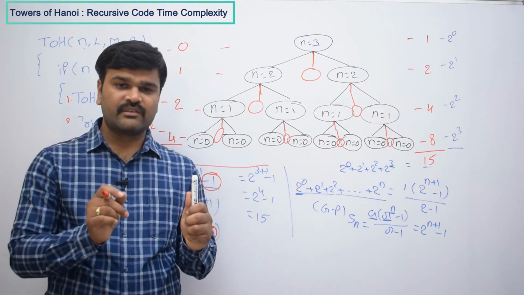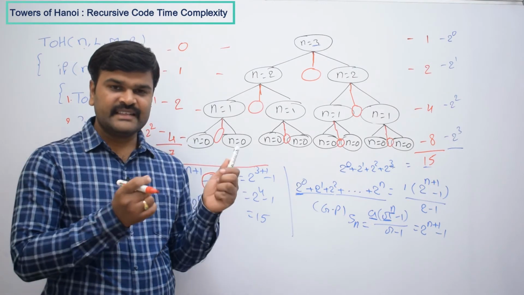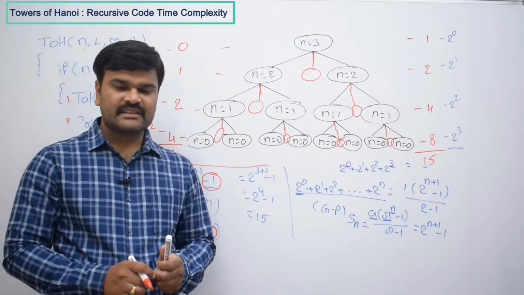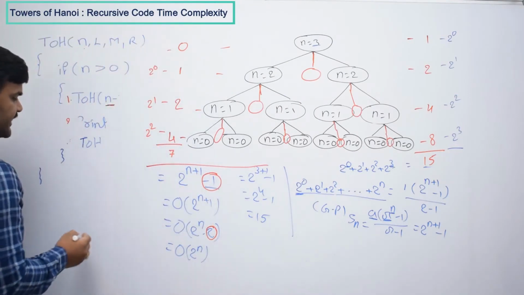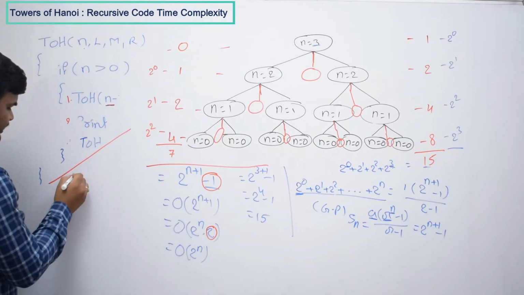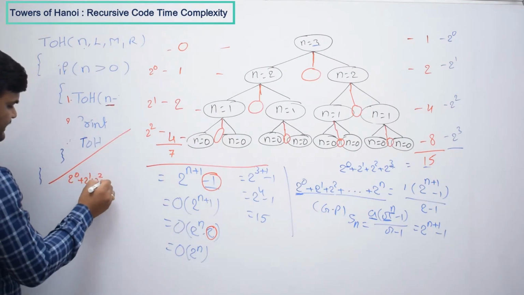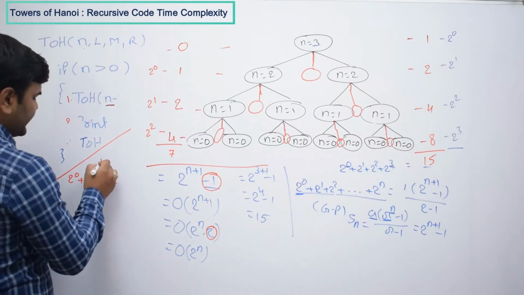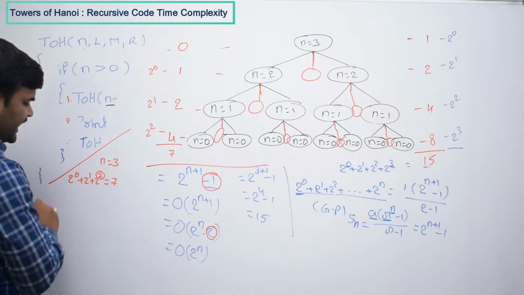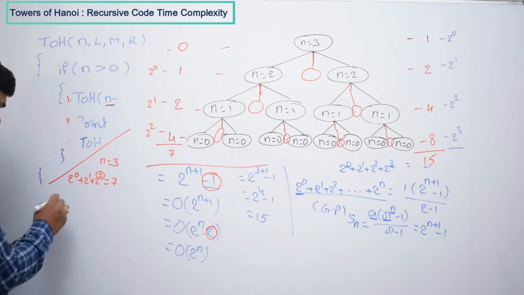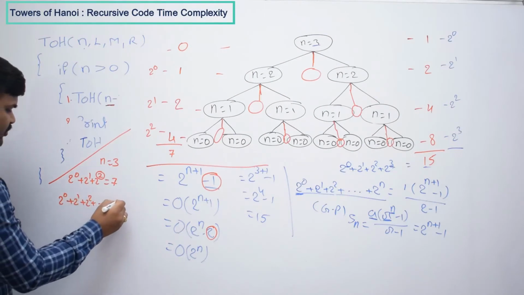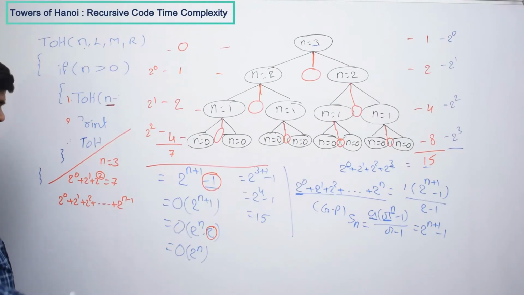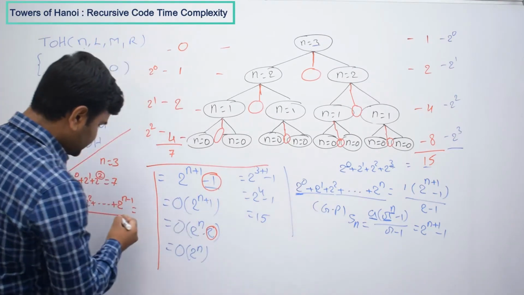So what is the minimum number of movements with n? When n is 3, 7 movements are there. So for any value of n, how many movements are there? Even from this you can derive it the same way. That is 2 power 0, 2 power 1, 2 square equal to 7. So when n is 3, up to 2 square you add: 2 power 0, 2 power 1, 2 square and so on, up to 2 power n minus 1. So what is the summation of this part? The same formula we are going to use here also.